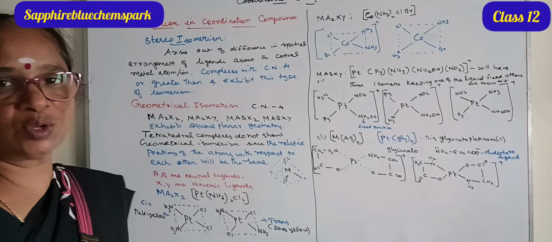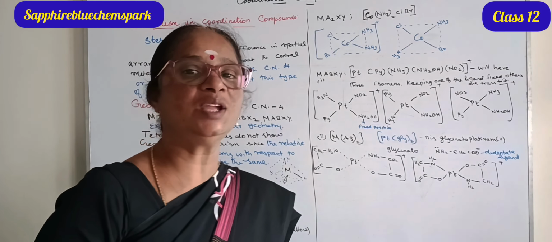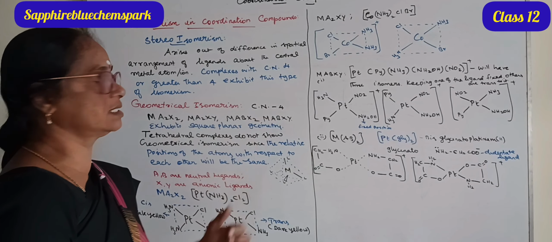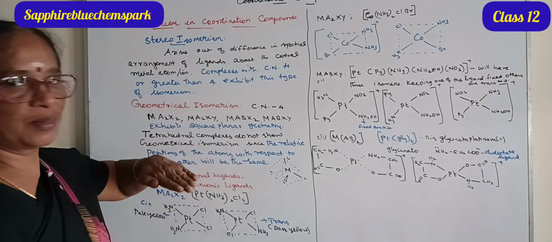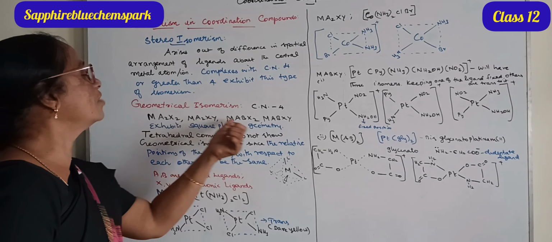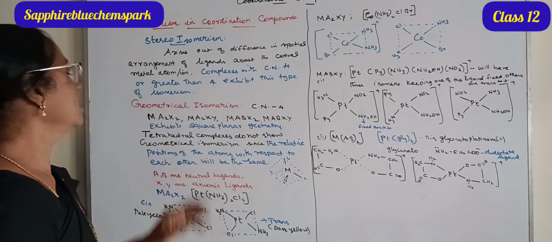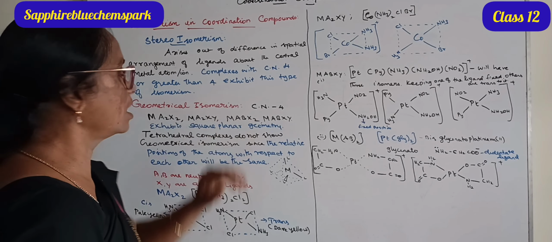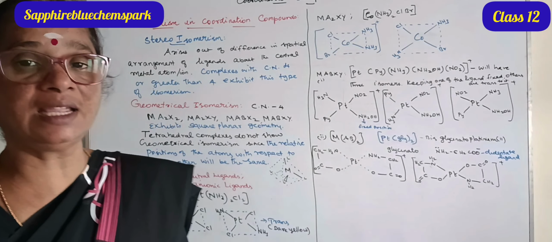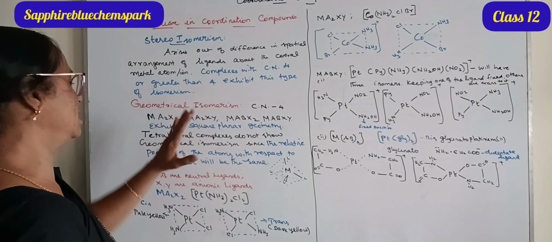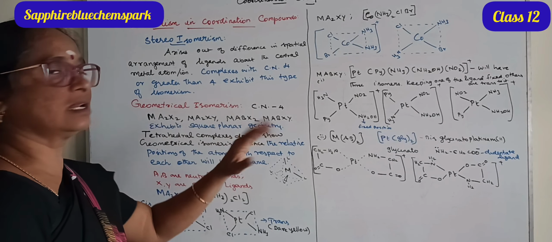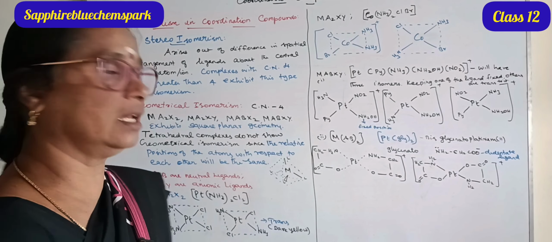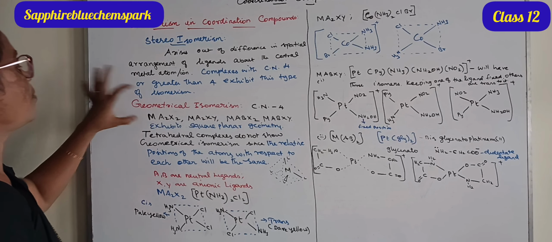So geometrical isomerism can be exhibited only by the heteroleptic complexes with coordination number 4 of the types given, where A, B are taken as neutral ligands and X, Y are considered as negative anionic ligands. Just for consideration, I am giving A, B as neutral and X, Y as anionic ligands.